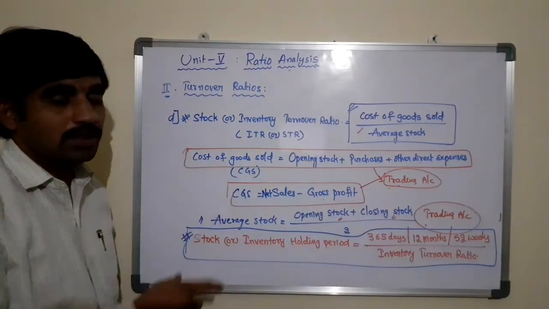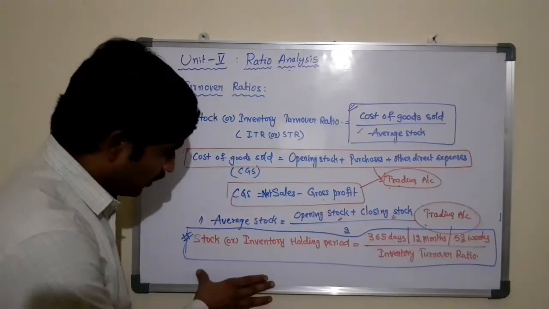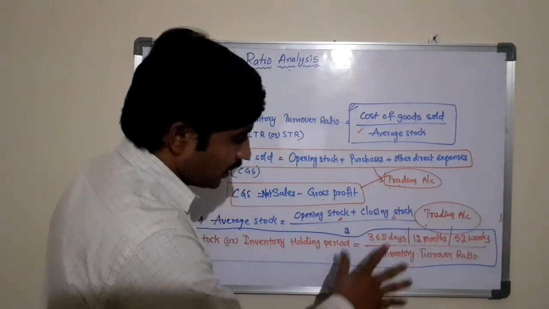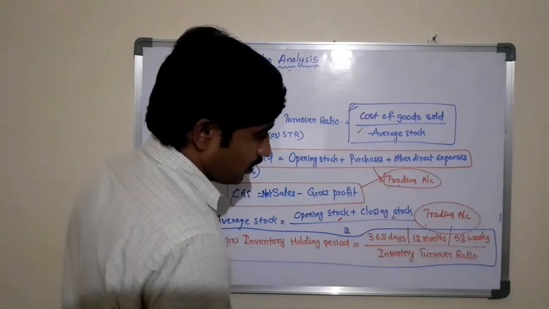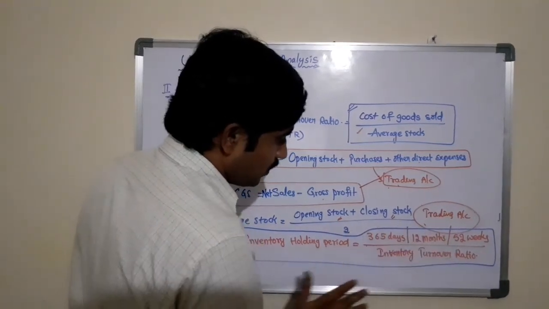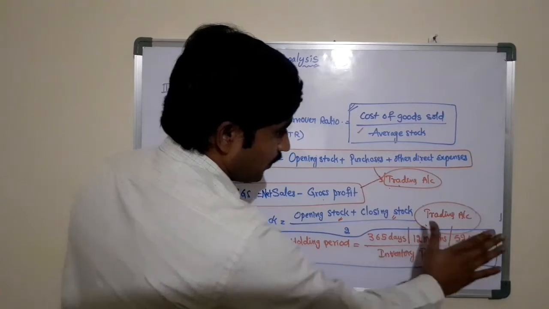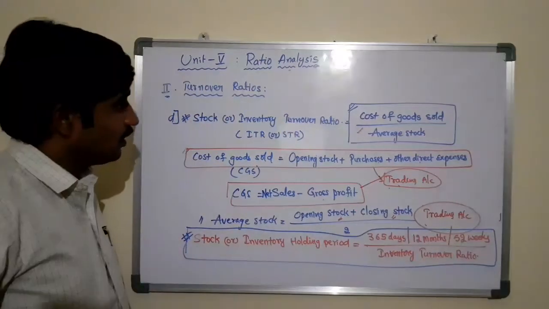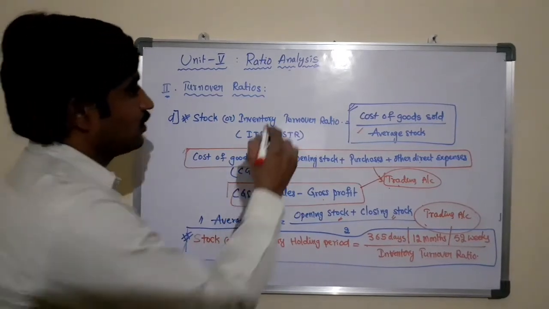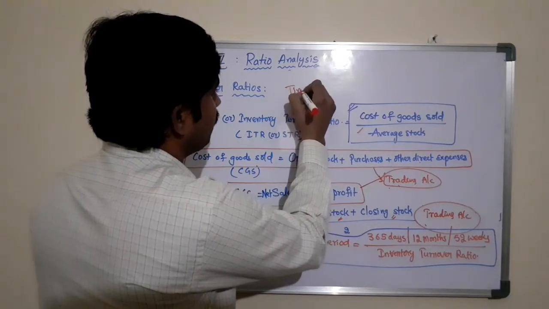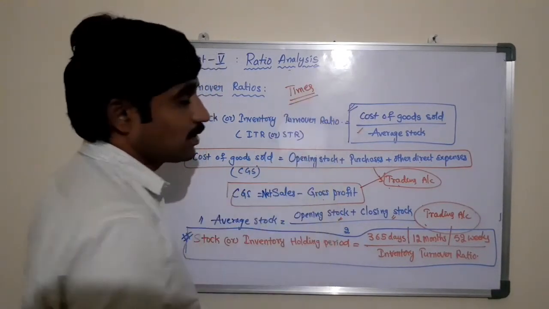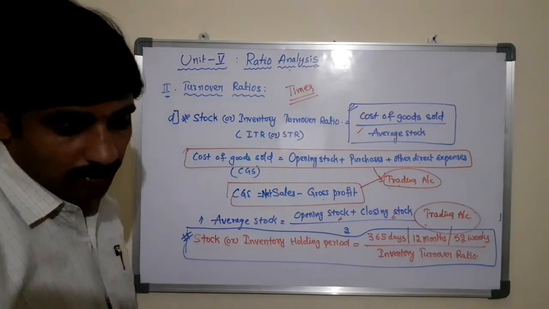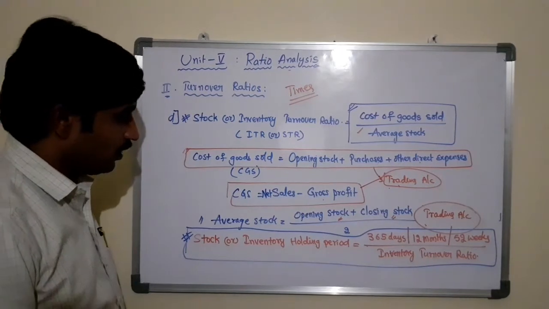Turnover ratio measures in terms of times, and the holding period measures based on the numerator. If it is days, it measures in terms of days. If it is months, it measures in terms of months. If it is weeks, it measures in terms of weeks. But inventory turnover ratio always measures in terms of number of times. This is the stock turnover or inventory turnover ratio.